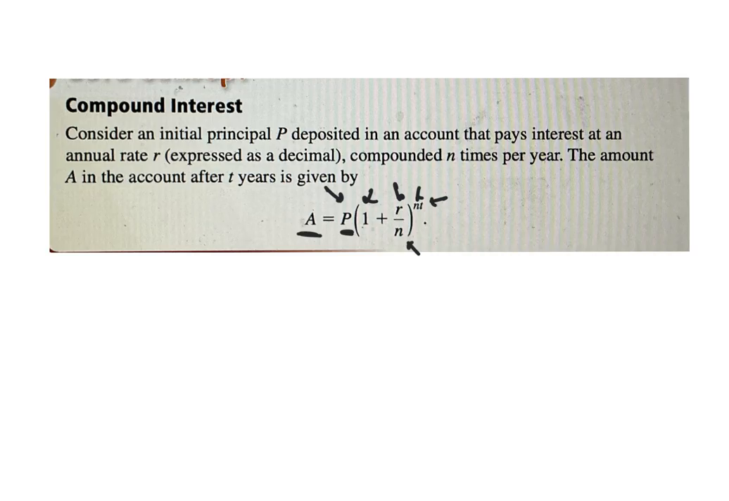To be honest, most banks compound quarterly, so N would be 4. Sometimes you find stuff compounded monthly, which N would be 12. If something's compounded daily, N would be 365. But that's what the stuff stands for.